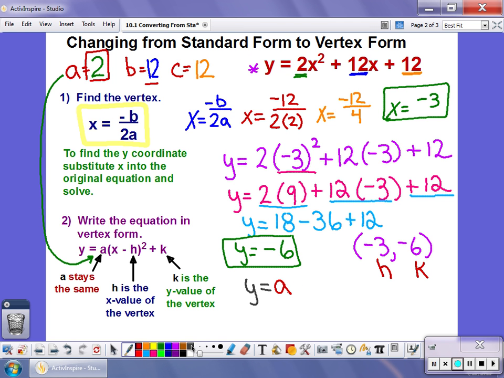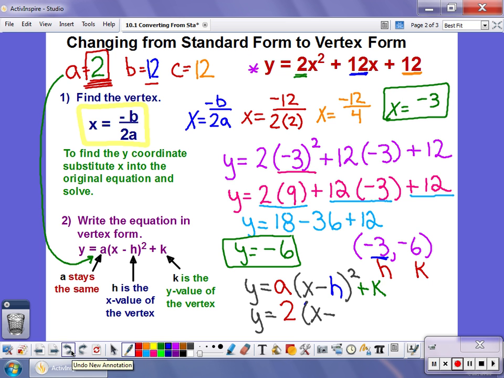So y equals a times x minus h squared plus k. So here's what we're going to do. We're going to plug everything in. So I get y equals, my a value, come all the way back up here and look. A is 2, so I'm going to plug that in. And then I'm going to get, oops, wrong color, x minus, and my h value is right here, negative 3. Now x minus negative 3, the better way to write that isn't minus negative, it's just x plus 3 squared.